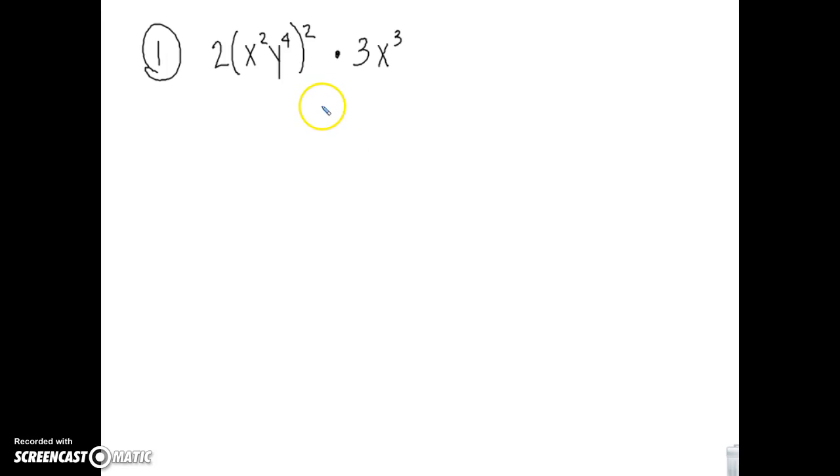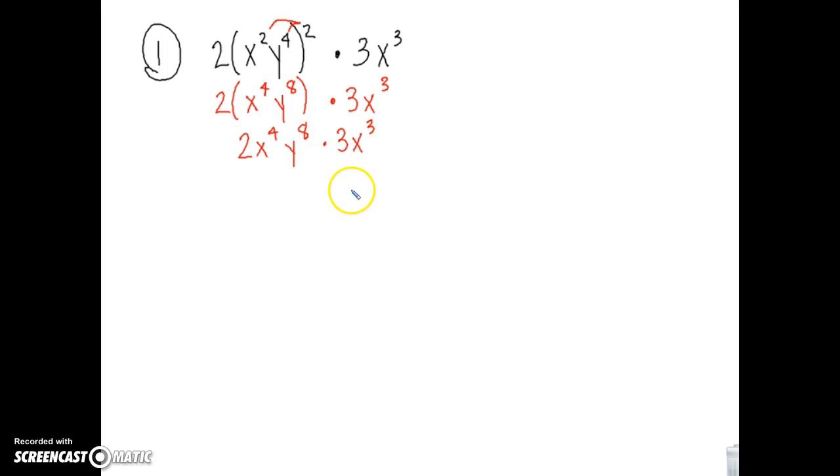All right, order of operations says you start with your parentheses first. So if we look at this parentheses, we can start by distributing this squared. So we get 2 and then times x to the 4th, y to the 8th, times our 3x cubed. We don't really need our parentheses here because we're not multiplying any coefficients.